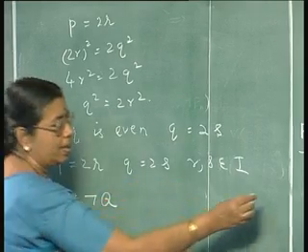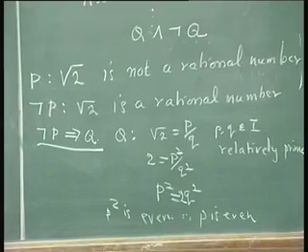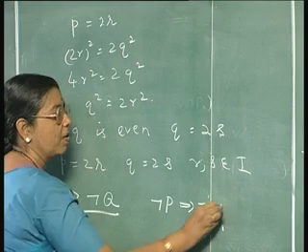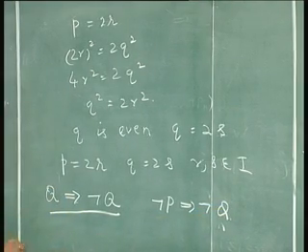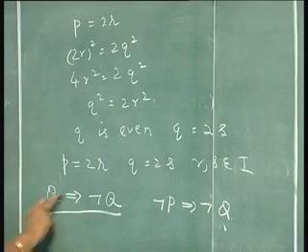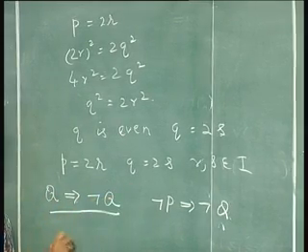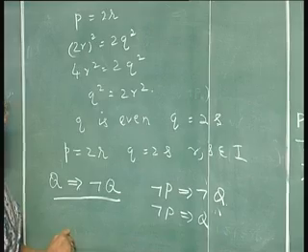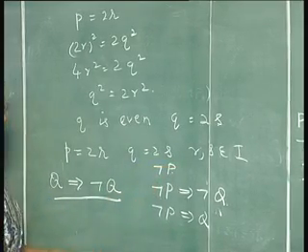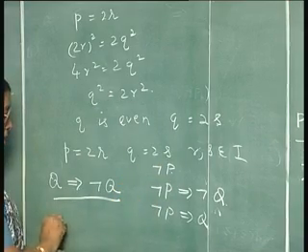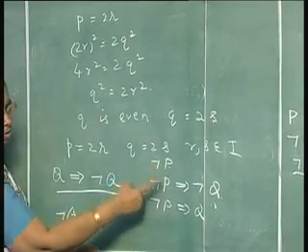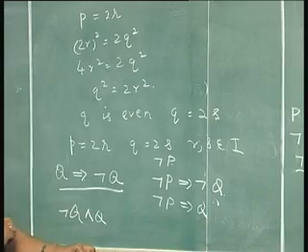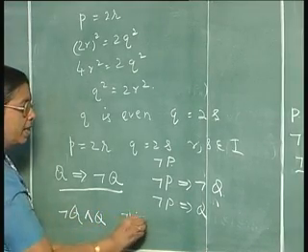So, from this and this, using hypothetical syllogism, from not P implies Q and Q implies not Q, you will get not P implies not Q. So, you have both not P implies Q and not P implies not Q, and you started with not P. So, using modus ponens on this you will get not Q, and using modus ponens on this you will get Q, and by conjunction you get not Q and Q, and this is a contradiction.